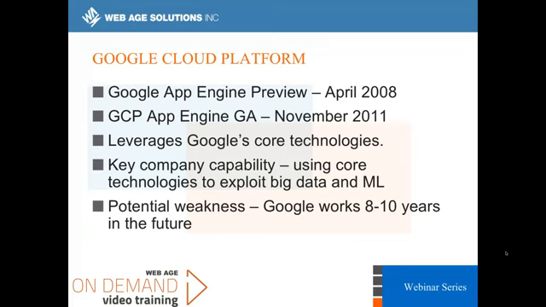So the Google Cloud Platform itself leverages all those technologies. The technologies that Google uses for search, for mapping, for Gmail, for all the products. Google has 8 products that have more than 1 billion users a month on average. So at any point in time, there are 100 million people hitting return on Gmail. And the infrastructure that does that is available to you as a Google Cloud product. So the key company capability is to exploit big data, and interestingly, also machine learning.